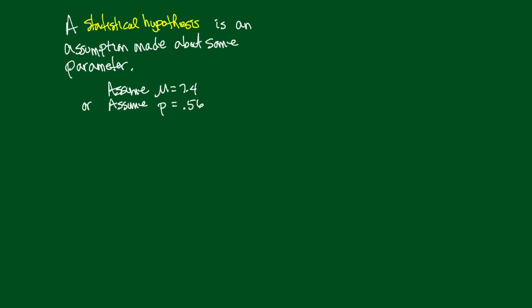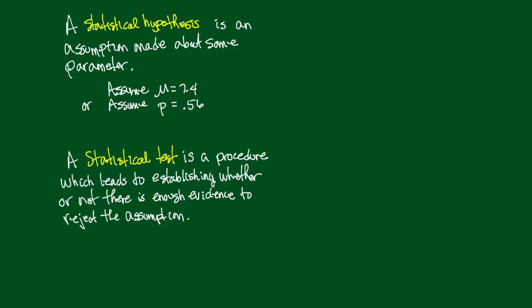Some definitions to get started. First up is a statistical hypothesis. That's an assumption made about some parameter. So a statistical hypothesis is just some assumption that one makes about a parameter. For example, we might assume that the mean of some population is 7.4, or we might assume that the population proportion is 0.56. Now, a statistical test, that is a procedure that's going to lead to establishing whether or not there's enough evidence to reject the assumption.